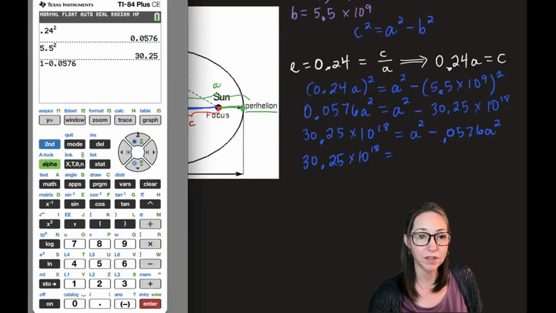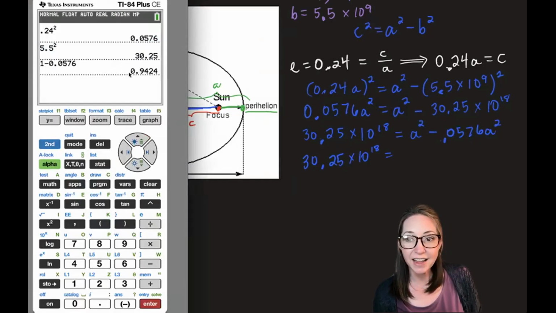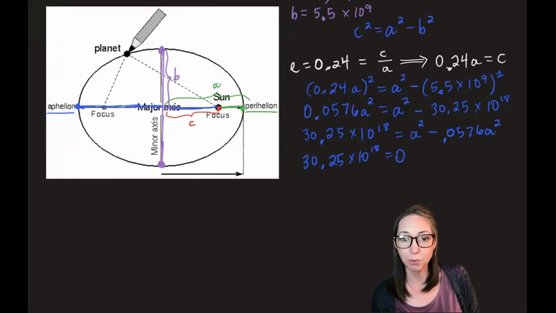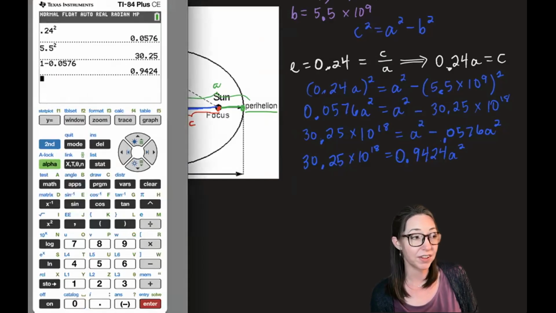We can go up and reuse that number. We get 0.9424. So that's going to be the coefficient of a squared here on the right. So we're going to have 0.9424a squared. Well, we're solving for a, so we're going to divide both sides of this whole equation by 0.9424, which I'm going to do on the calculator here.